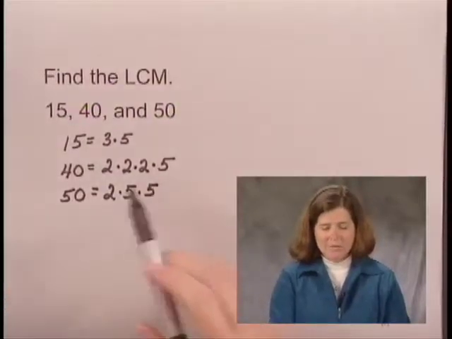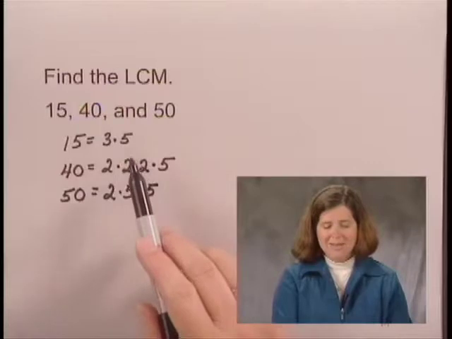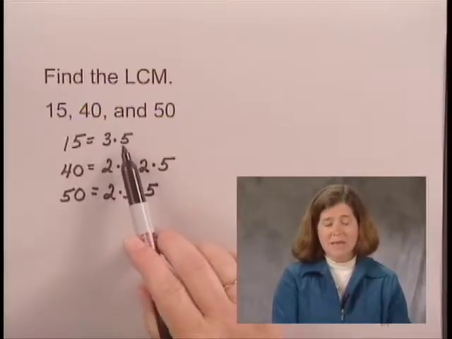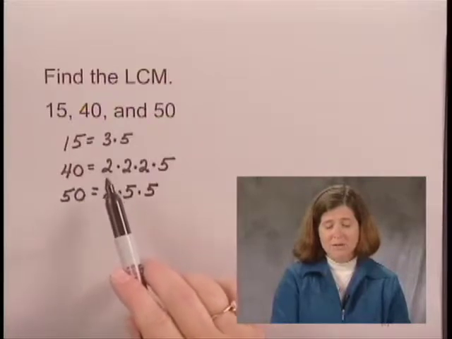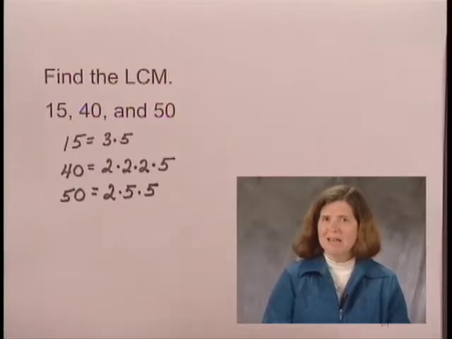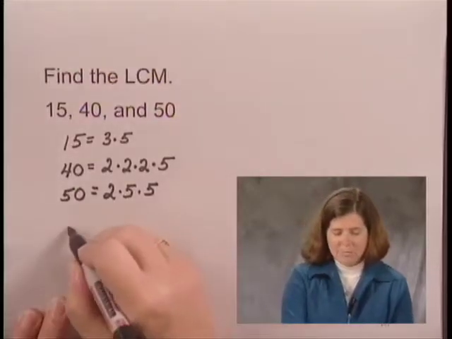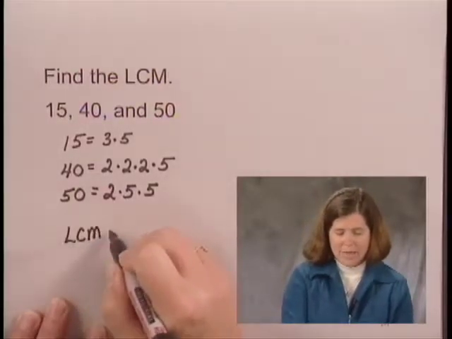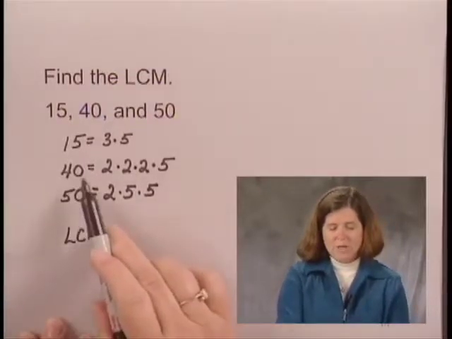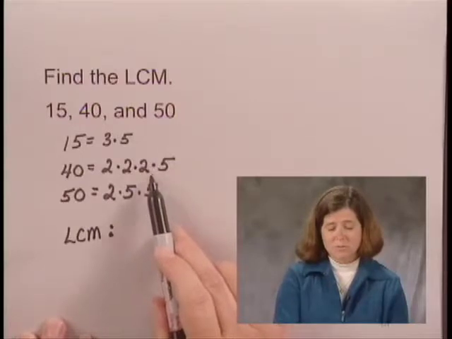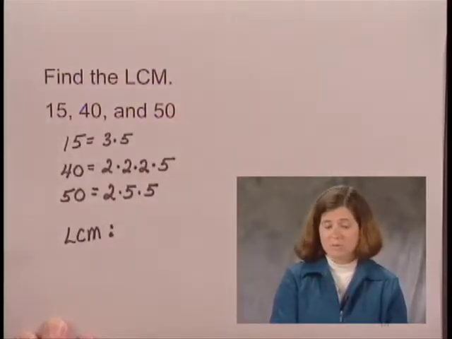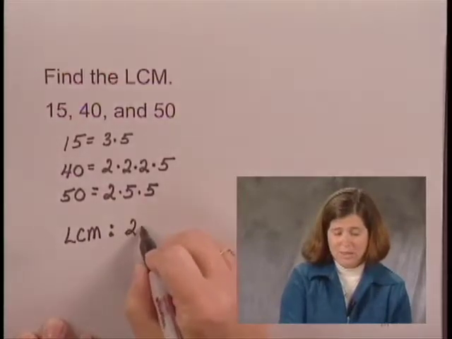We look at, for example, 15. Any multiple of 15 has to contain factors of 3 and 5. Any multiple of 40 has to contain three factors of 2 and 1 factor of 5. Using that logic, our least common multiple has to contain, for 40, 3 factors of 2. For 50 it has to contain 1 factor of 2. We don't need 4 factors of 2, we just need 3.